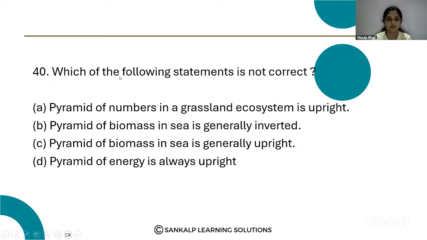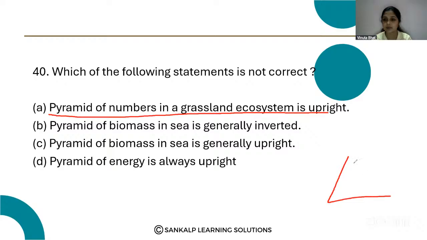Question number 40. Which of the following statements is not correct? Pyramid of numbers in a grassland ecosystem is upright. In the pyramid of numbers, the number of grass is high, then the number of primary consumers is lower, then the number of tertiary consumers is lower. That is the correct statement.